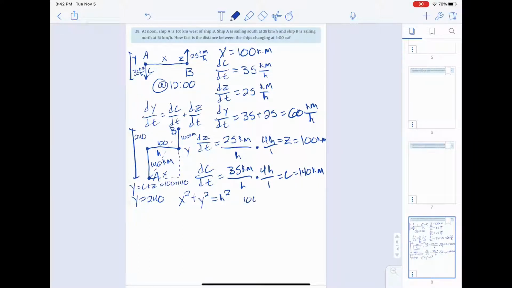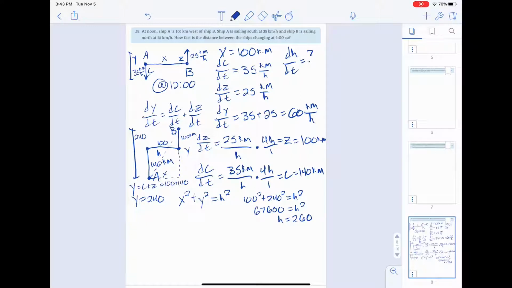So we have our 100 squared plus 240 squared is equal to h squared. And 100 squared plus 240 squared is 67,600. And if you take the square root of that, let me plug that into the calculator real quick. 260. All right. And we're looking for the derivative of h with respect to t.